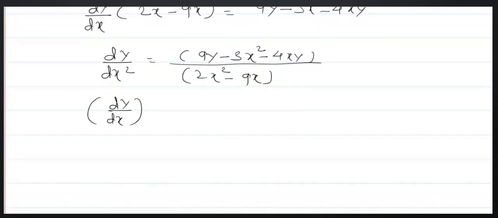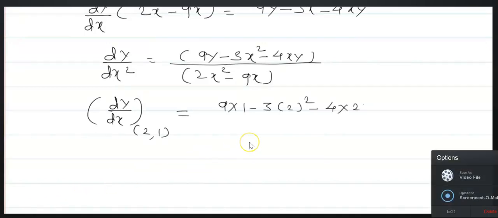Now we want to find the gradient at the point (2, 1). Substitute the values: 9 into 1 minus 3 into 2 square minus 4 into 2, upon 2 into 2 square minus 9 into 2. Now find the values.